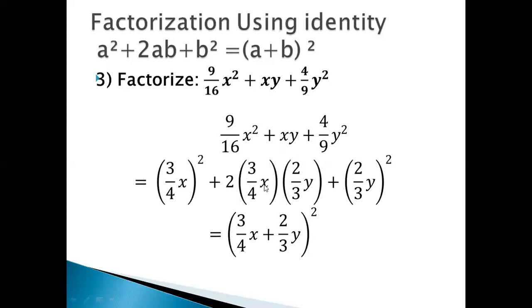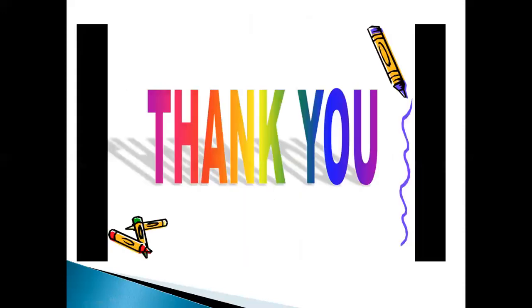Now we will simplify this. 3 and 3 will cancel out, and 2 with 4 will cancel out. 2 ones are 2 and 2 twos are 4, and that 4 will cancel out with this 2 outside the bracket, and we get xy. And square of 2 over 3y is 4 over 9y square. And from this expression we will write the factorized form, and for that take the first term 3 over 4x and the second perfect square 2 over 3y, and we get 3 over 4x plus 2 over 3y whole square.